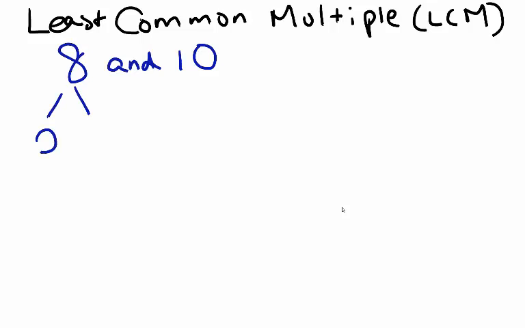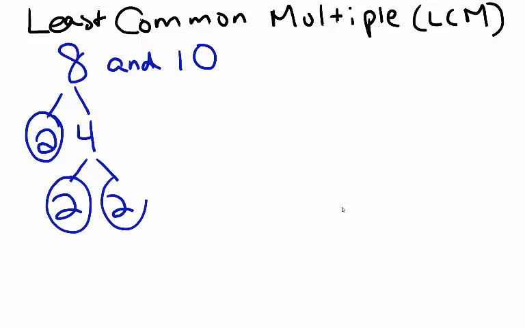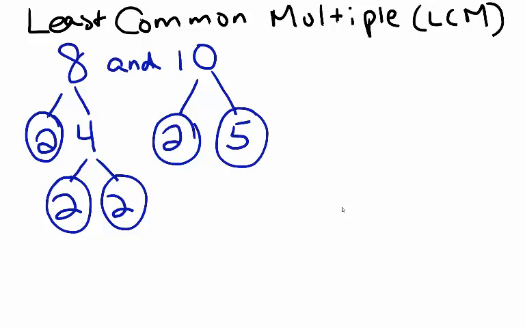8 can be broken down into 2 times 4, where 2 is a prime number, and 4 can be broken down into 2 times 2, both primes. So now we've done a prime factorization on 8. For 10, we know that 2 divides into 10 5 times. 5 is also a prime number, so here my prime factorization is complete. Now, I have 2 cubed for 8, and I have 2 times 5 for 10.